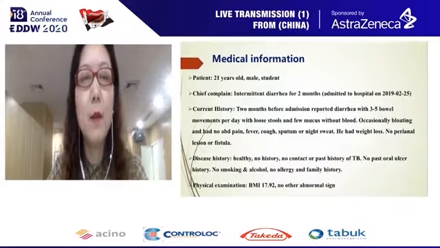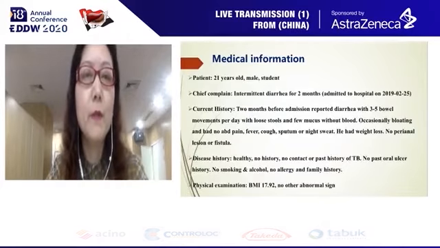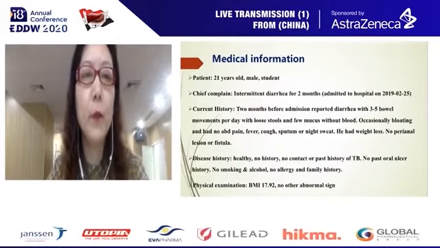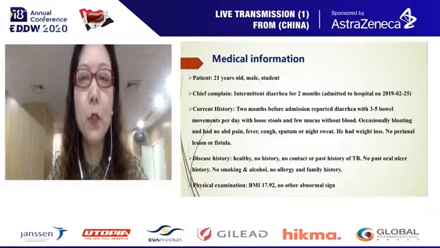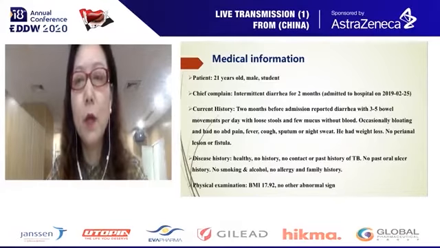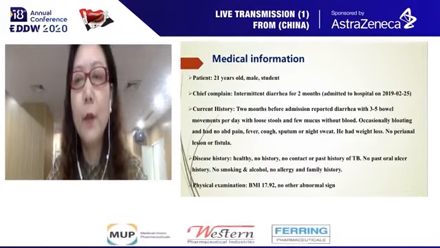Let's start with the patient's information. The patient was a 21-year-old male student. The chief complaint is intermittent diarrhea for 2 months. Admitted to hospital on 2019 February 25.